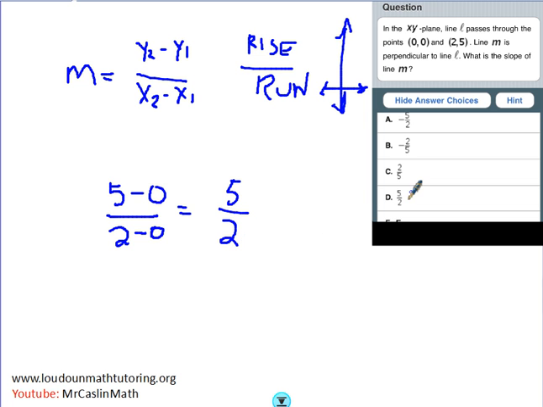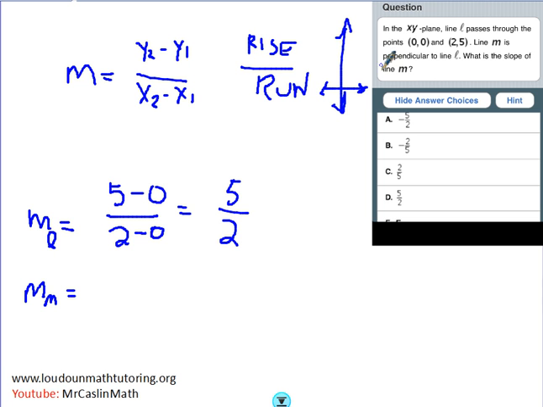Now if you're working this too quickly, you're going to go, oh, 5 halves, there you go, there's one of the answers here. Be careful, they're trying to trick you by putting this answer here. What you just found was the slope of line L. Okay, they're looking for the slope of line M. I guess we'll call that m of M, the slope of line M.